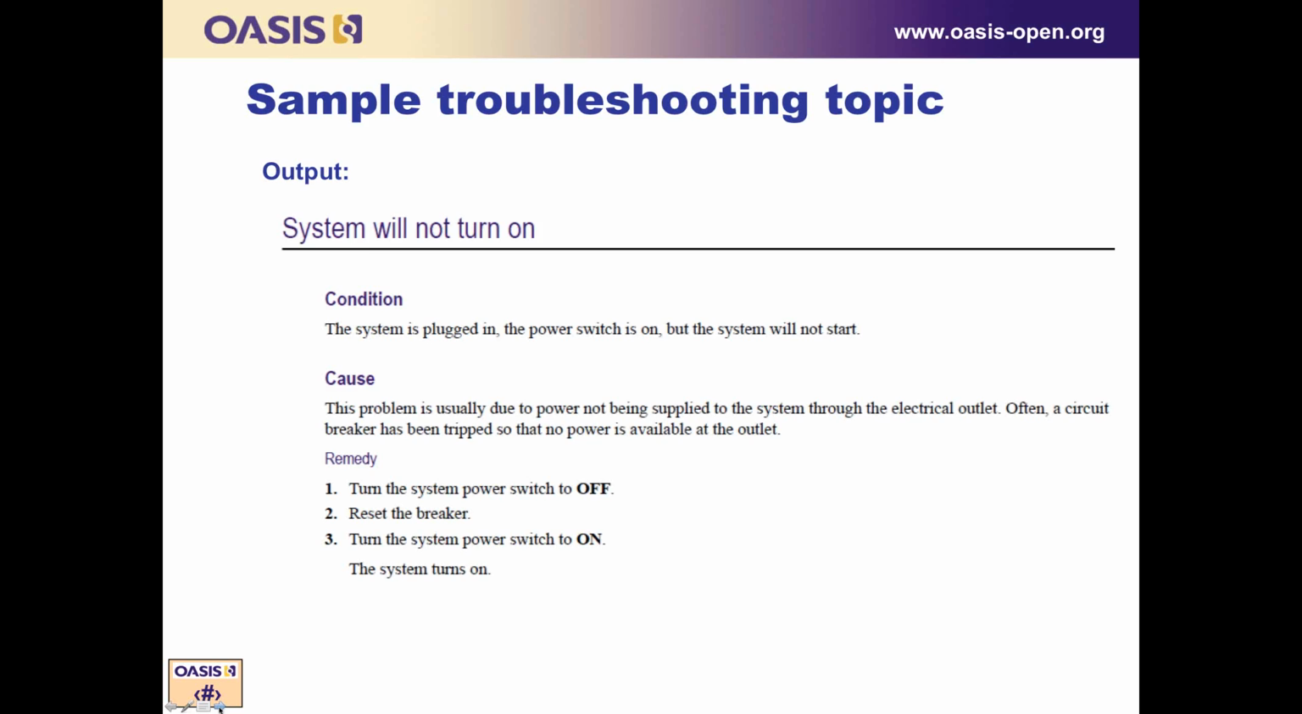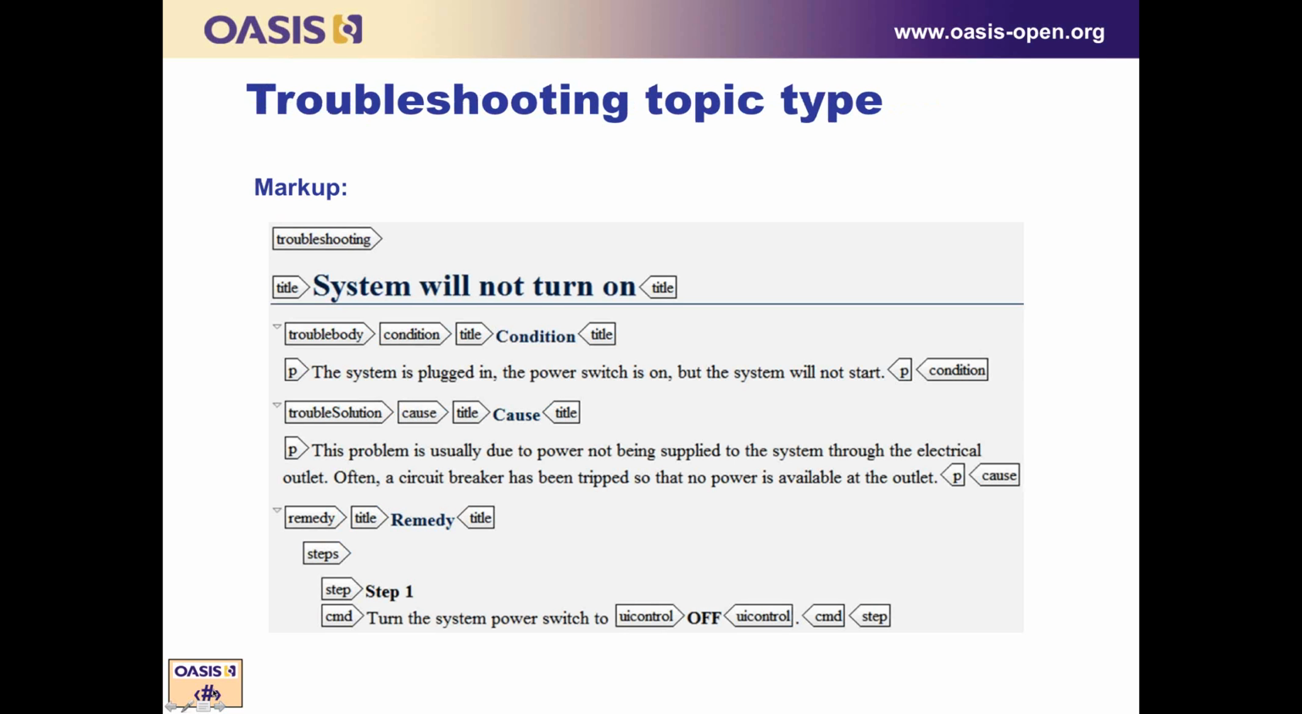What I'm going to show you now is a screen capture of what the markup looks like. As you can see here, we have the condition and then this thing called a trouble solution. It's a wrapper element that contains a cause followed by a remedy. We did this so that you can have more than one trouble solution for troubleshooting scenarios that are a little more complicated than this simple example.